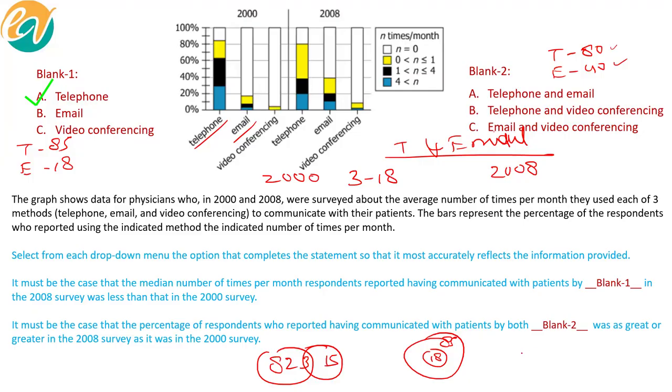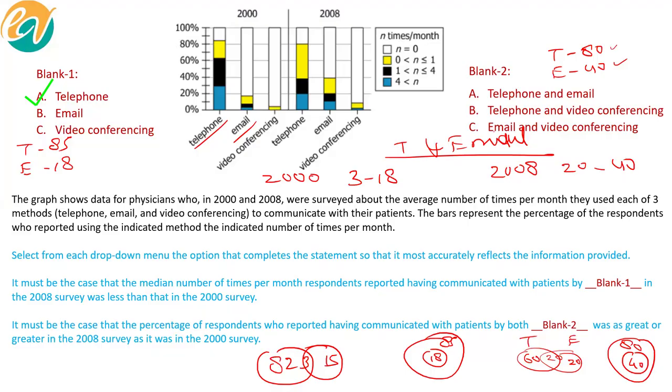So the minimum overlap that is possible is 20, 60, and 20, right? This is telephone, this is email, correct? So the minimum overlap is 20 and maximum obviously would be 40. Maximum overlap would be like this, right? When this is 40, this is 80.